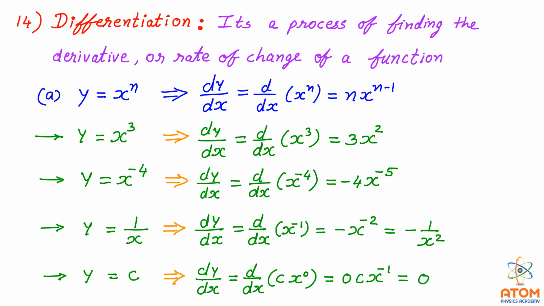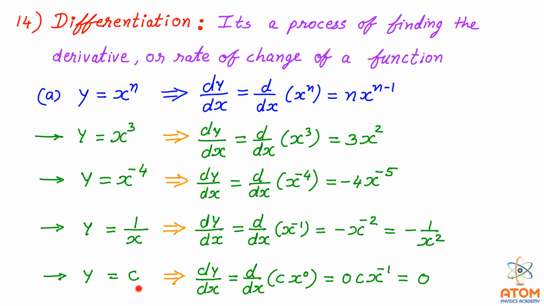That way, if y is equal to 1 upon x is given, then the differentiation of y with respect to x, that is dy by dx, is equal to d by dx of x raised to minus 1. It is 1 upon x, so I can write x raised to minus 1. Again, power into multiplication, that means minus 1 into multiplication, then power minus 1. So minus 1, that is minus 2. So it becomes minus 1 upon x square.